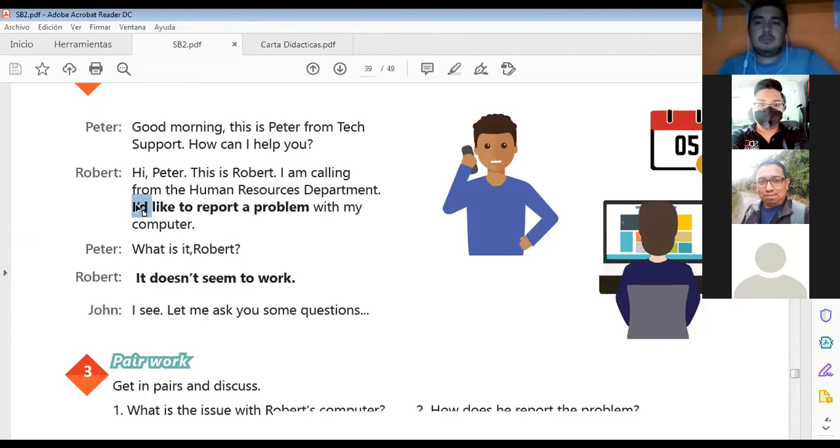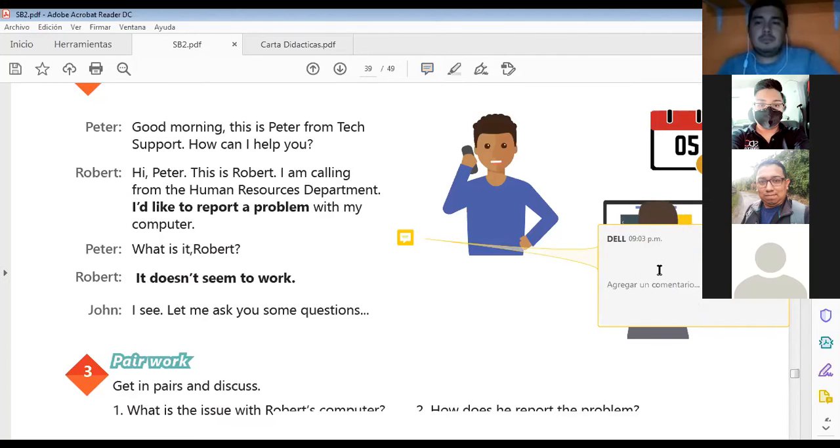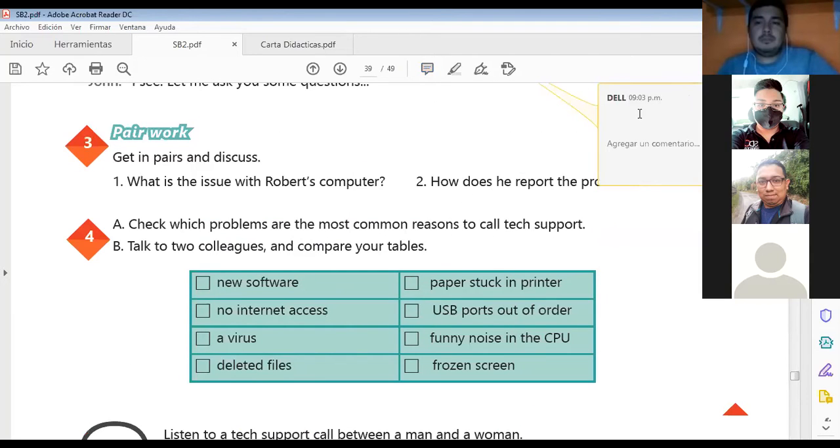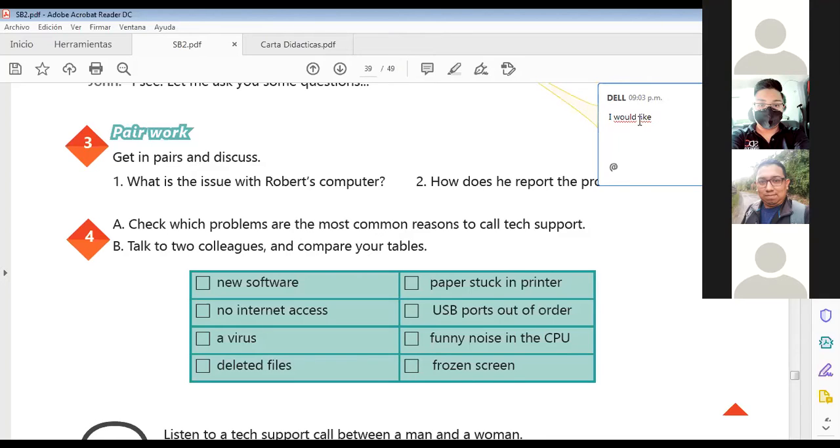Now, this expression means I would like. Okay. Fíjense bien. Le voy a explicar esto, pero no es parte de lo de ahora. Would es un modular que hace que todos los verbos tengan terminación ía. Entonces, si yo digo like, es gustar. Y si yo digo I would like, me gustaría. Si yo digo I would eat, me gustaría comer. Yo comería, porque estoy con would y el verbo eat.